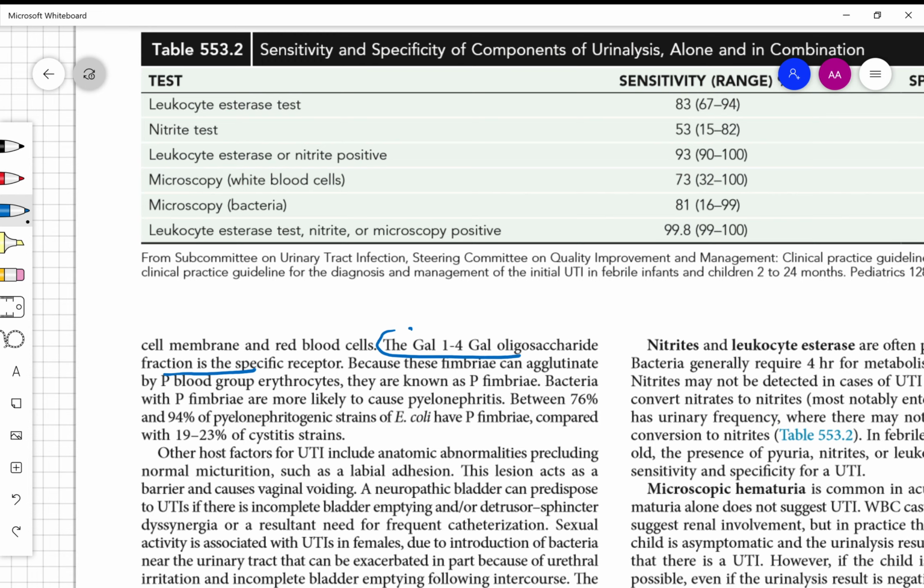I think there is no need to remember this, but because these fimbriae can agglutinate P blood group erythrocytes, they are known as P fimbriae. So bacteria with P fimbriae are more likely to cause pyelonephritis. It is important in pathogenesis: those bacteria which have P fimbriae can cause pyelonephritis. And 76 to 94% of the pyelonephritogenic strains of E. coli have P fimbriae, compared to 19 to 23% of the cystitis strains. So how do the cystitis strains differ from the pyelonephritogenic strains? Because of the P fimbriae.